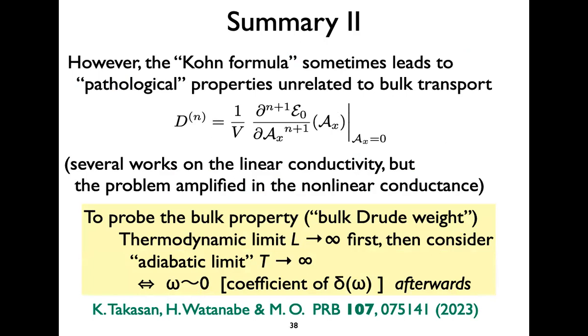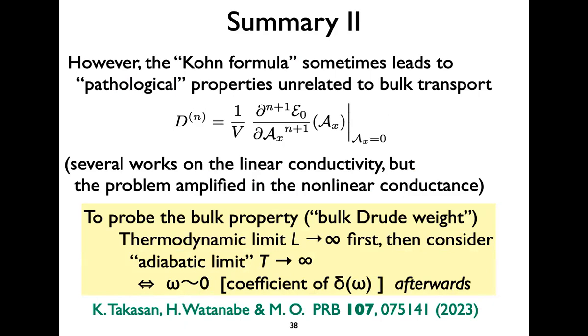thermodynamic limit first at some fixed frequency or time scale. Then after that, take the adiabatic limit, which corresponds to a very long time electric field pulse, or take zero frequency after taking the thermodynamic limit. And we actually did this for a very simple impurity model of free electrons. But of course, we should also do this for an interacting system like XXZ, but that's a very difficult problem. So at this point, we don't have any concrete result.